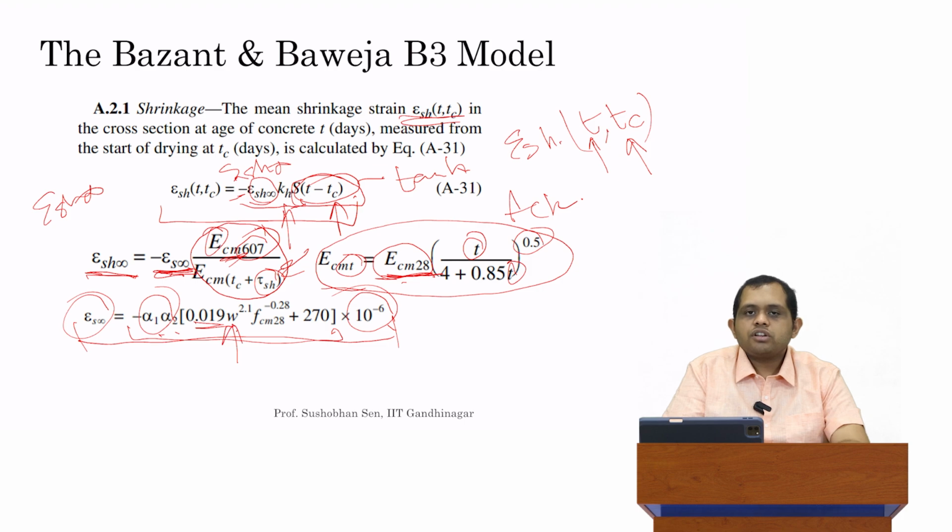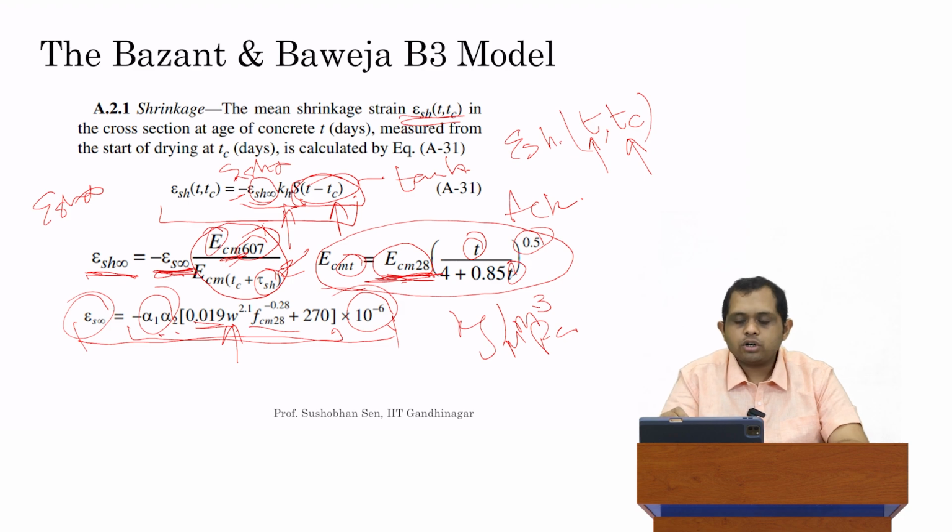W, as I already mentioned, is the water content. This is going to be in kilogram per cubic meter. FCM 28 is in megapascals. And from there, you can calculate the epsilon S infinity. Similarly, ECM 28 is a value that you have to know, but it can be estimated from FCM 28. We talked about that in module 1. And then you simply calculate this correction factor with this tau SH.